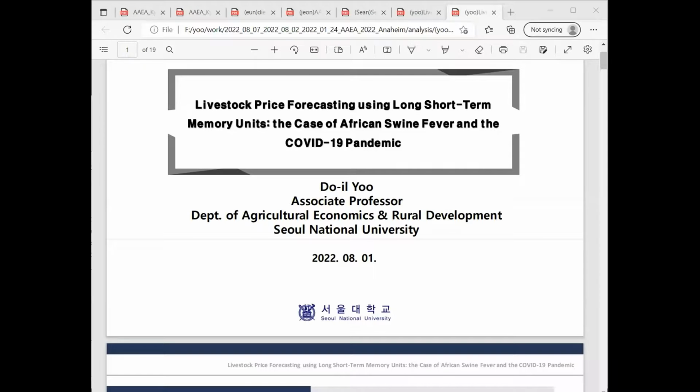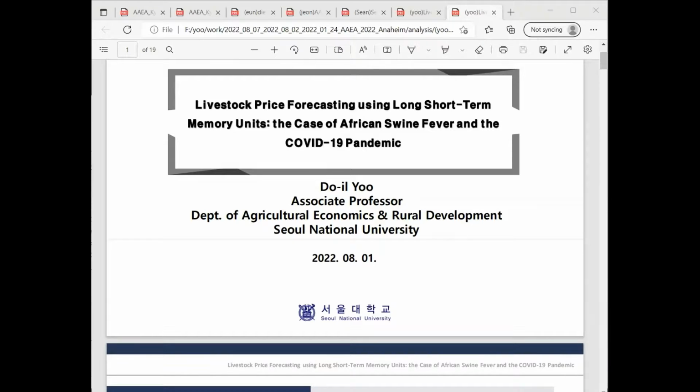Now the results and conclusion. For the univariate LSTM, this black line shows the price volatility, and the blue one is the forecast. As you know, forecasting is not perfect, but it catches the seasonality, up and down. That is the result of the univariate LSTM. We compare the mean absolute percentage error across the models. We could find some monotonicity: as we add regressors, the MAPE is decreasing, which means the prediction power is better and better. However, the differences were not so big, so there are some limits.